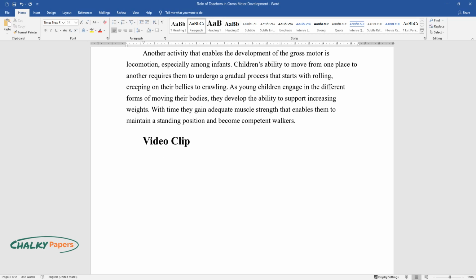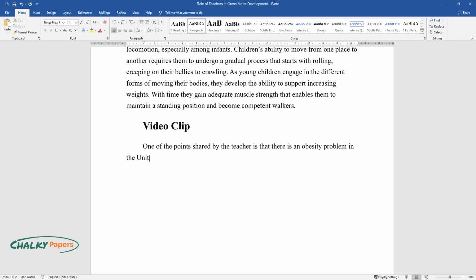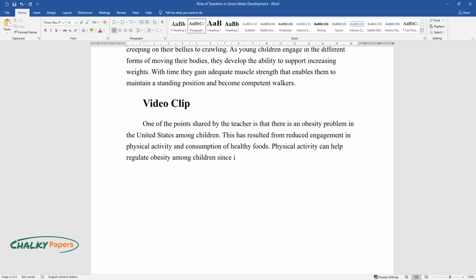Video clip. One of the points shared by the teacher is that there is an obesity problem in the United States among children. This has resulted from reduced engagement in physical activity and consumption of healthy foods. Physical activity can help regulate obesity among children, since it plays a significant role in controlling bodies.